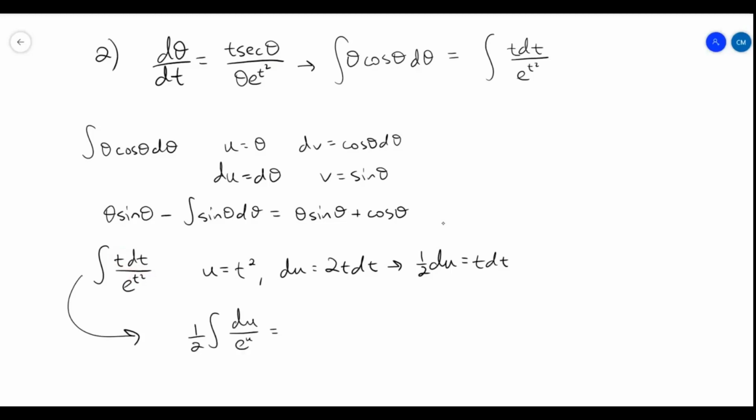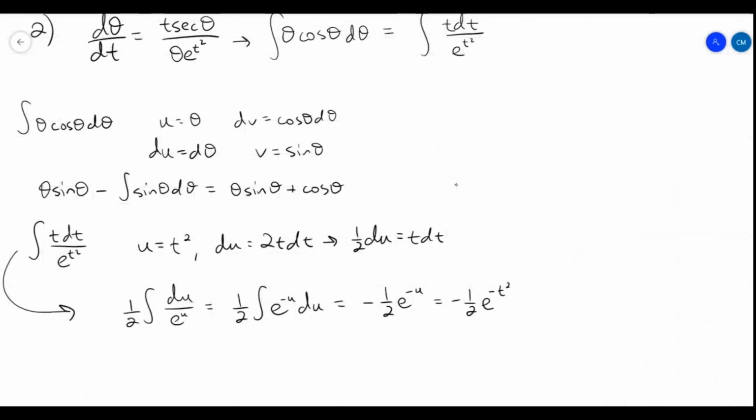And then you can rewrite that if you want to as e to the minus u du. And the antiderivative there will be negative 1/2 e to the negative u. And then we can rewrite that as negative 1/2 e to the negative t squared. Or if you want to write that with positive exponents, you can write it as -1 over 2 e to the t squared.